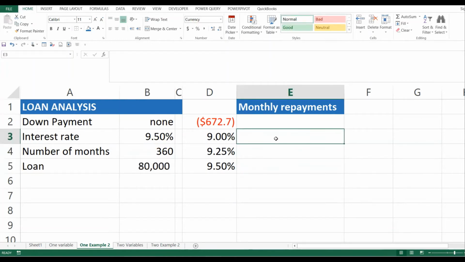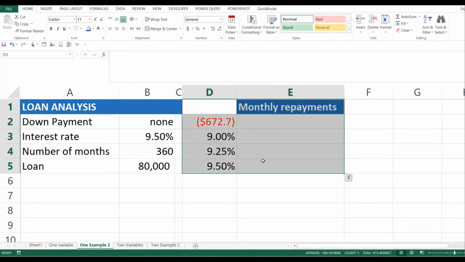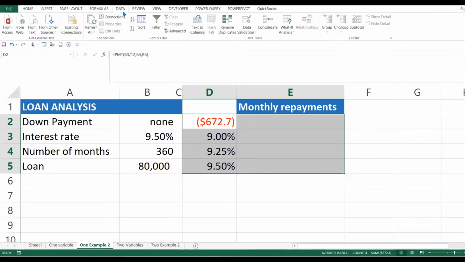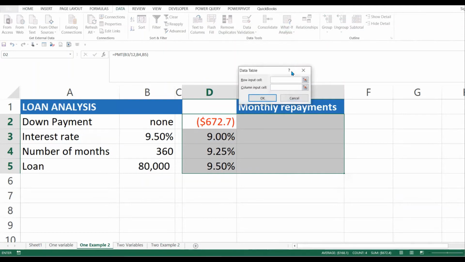We can use the data table. So the first step is to arrange your data in this form. And in this cell here, you put the monthly repayment. So after you have done that, highlight this. Go to data, what-if analysis.